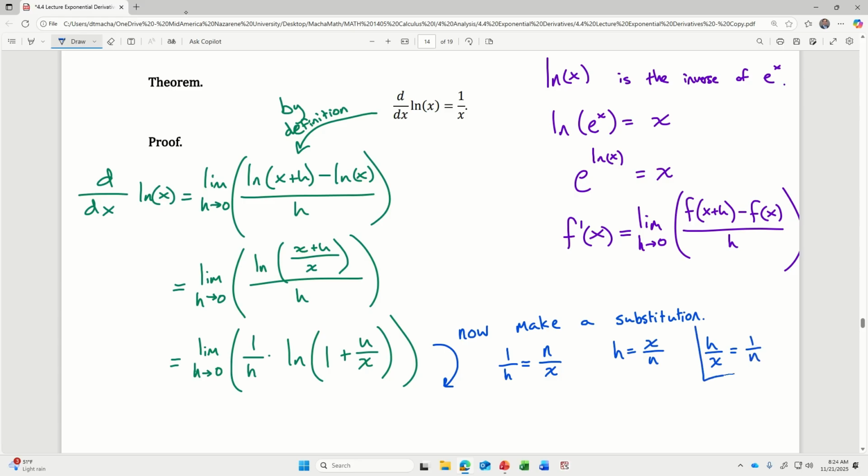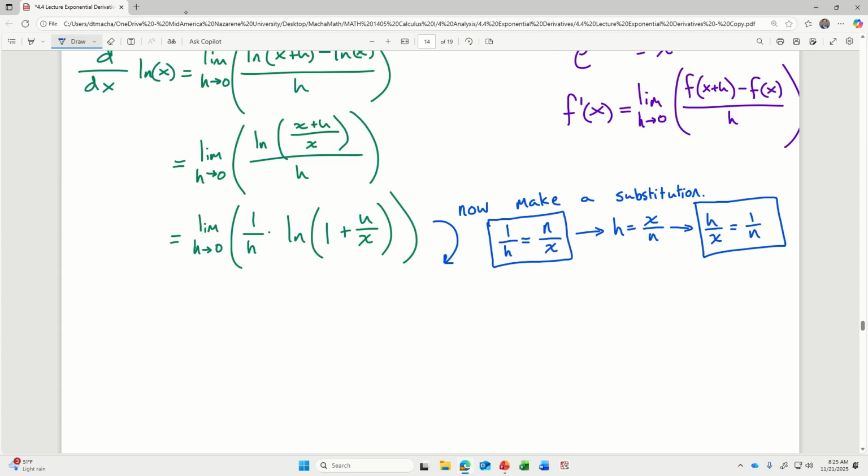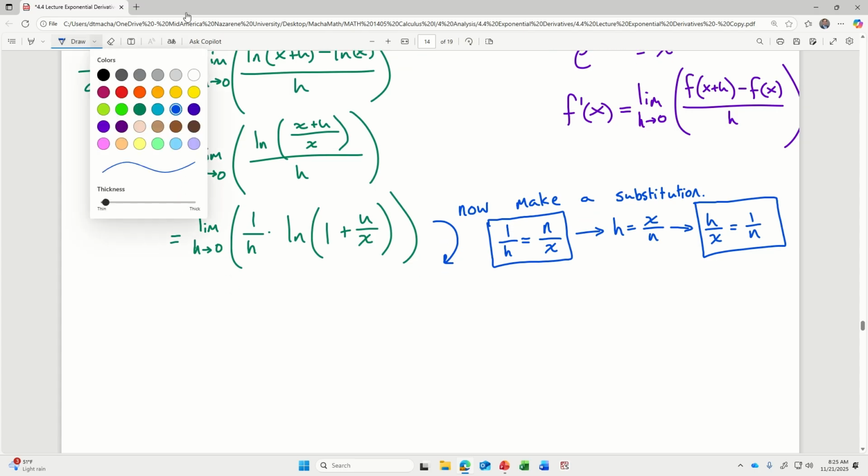Okay, so this is important because I'm going to replace this, and these imply these. So now let's make that substitution here in our limit.